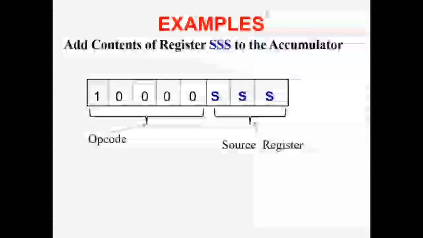So if I say add B, that is the same thing as saying add B to what is in the accumulator. That means add B to A. If I say add C, it means add what is in register C to what is in the accumulator. Because the accumulator is the default, you just mention only the source register. And the answer will be in the accumulator. And the format is that one there.